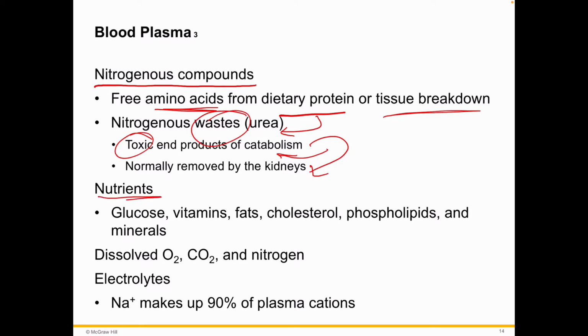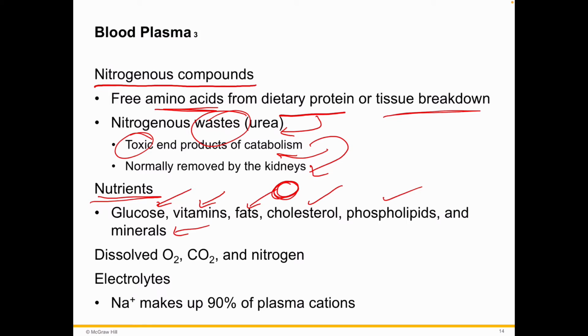It also carries some nutrients, including sugars such as glucose, generally some vitamins, different types of fats. And so this is why dietary fat is very important, right? You don't want to clog those arteries. Cholesterols, phospholipids, and of course some minerals, ionized minerals in that case.